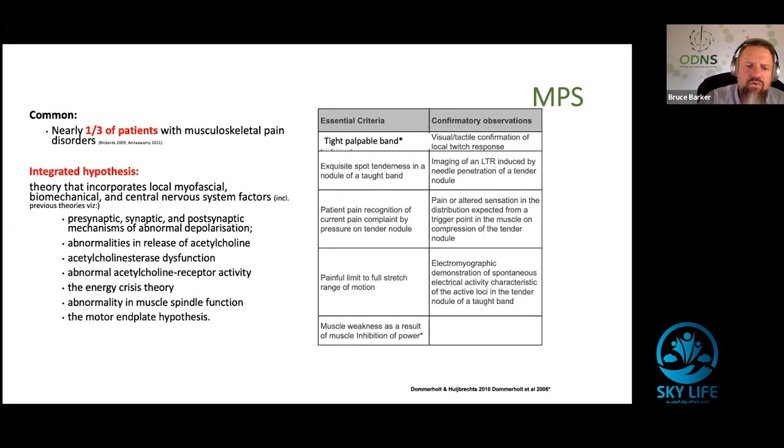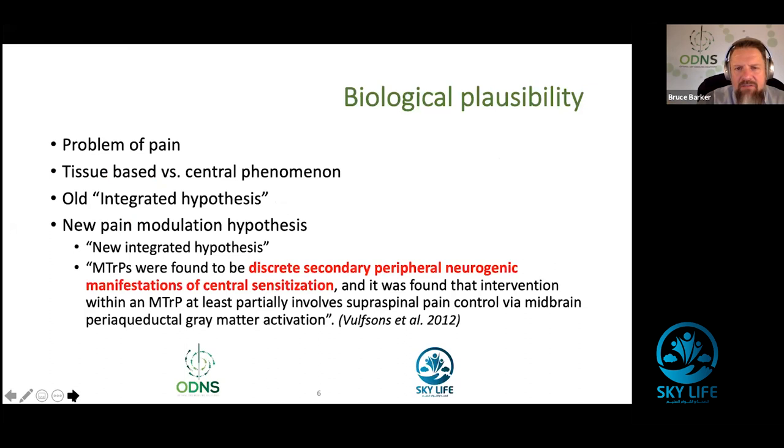Now here's the question, of course. Do these myofascial trigger points actually exist? Is there a real target for us to put the needle into? Pain is much more complex than just a muscle spasm, isn't it? We know there are cognitive issues. We know that there are dietary issues as well. Pain is a complex issue.